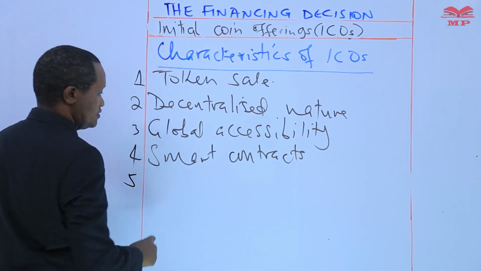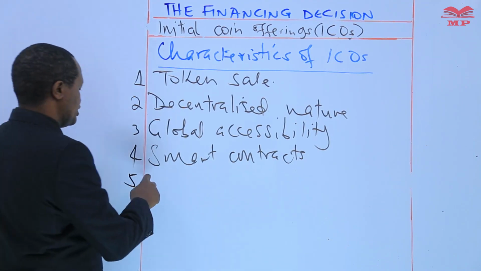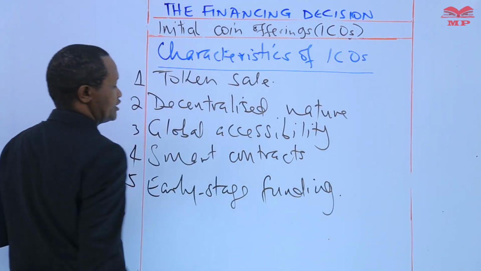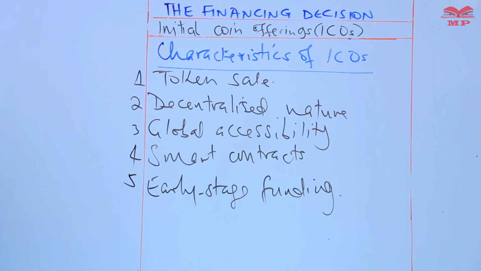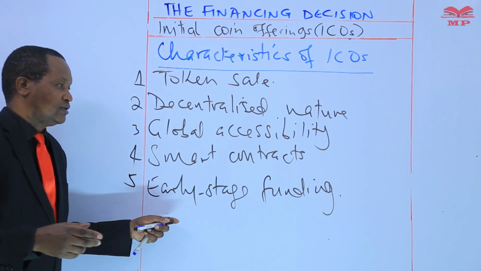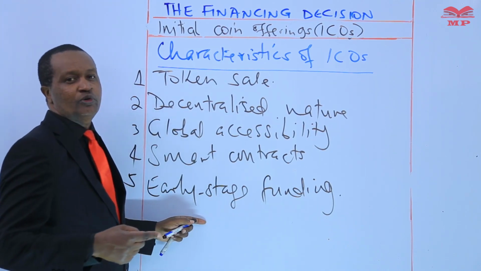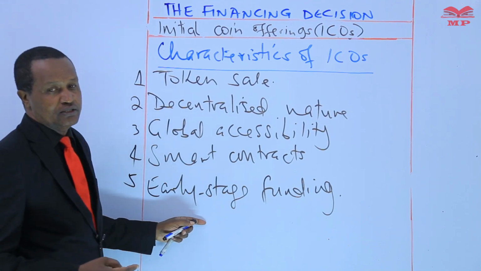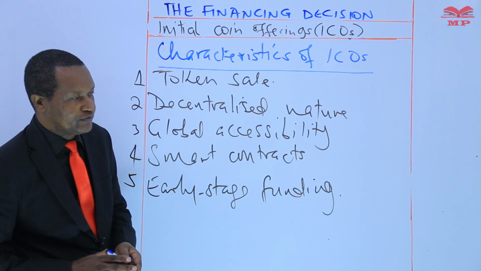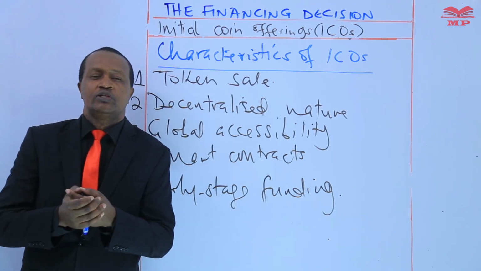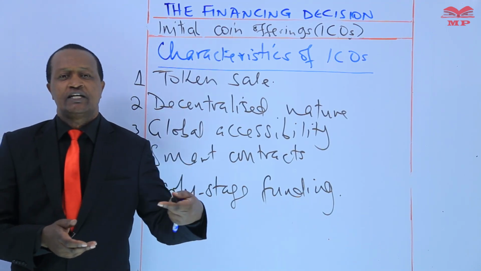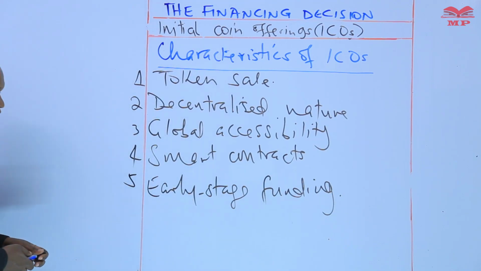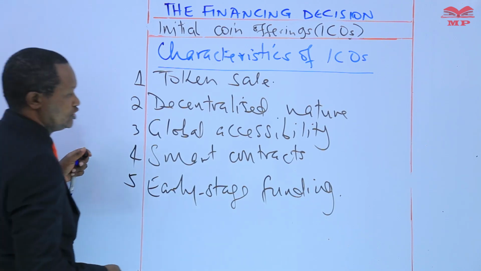Number five, early stage funding. ICOs are often used by early stage blockchain and cryptocurrency projects. They are used to raise capital for development. They may be helpful in marketing and also other operating expenses. That is a feature of ICOs, early stage funding.